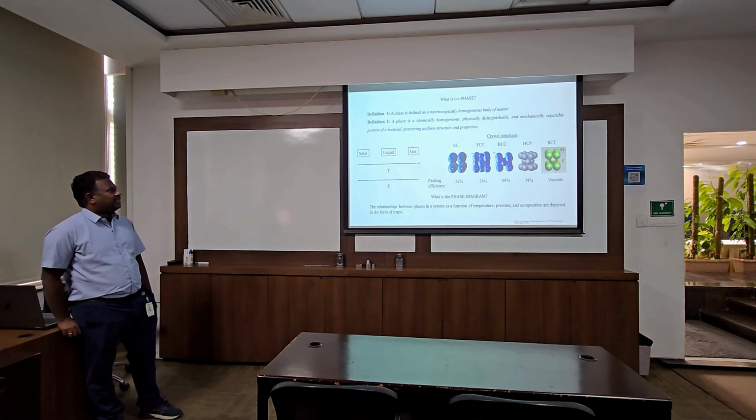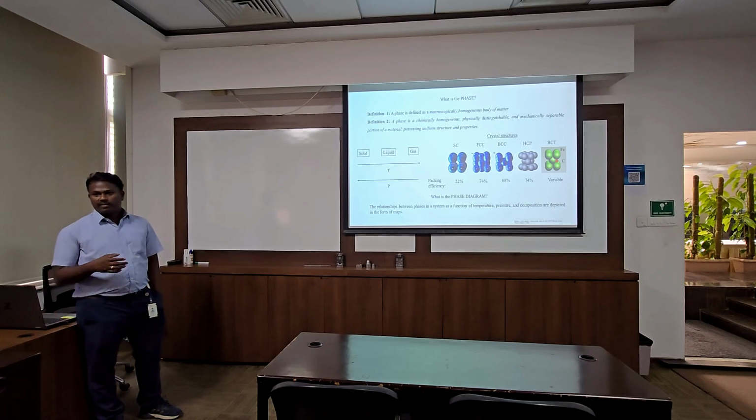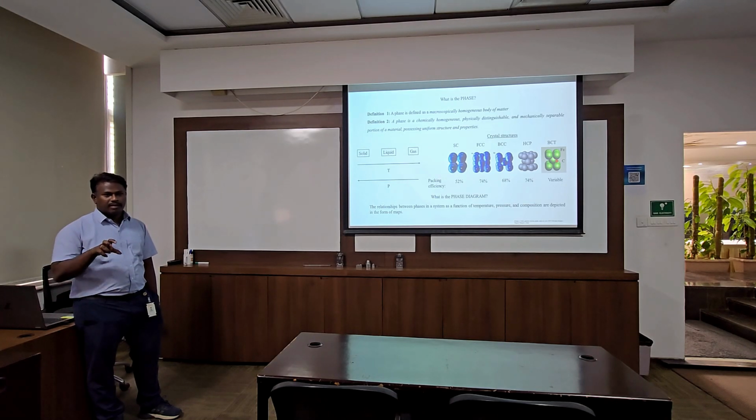So there is a classic textbook definition of a phase. It's chemically homogeneous. What is the meaning of chemically homogeneous? It means the chemical composition of the material has to be the same throughout. So physical properties can be distinguished.